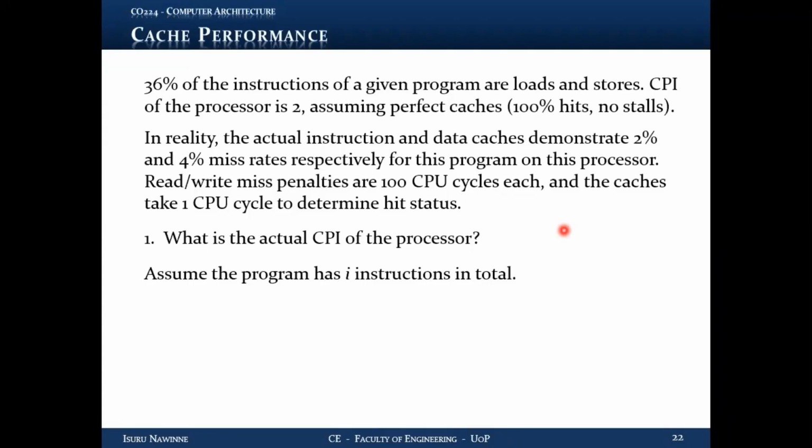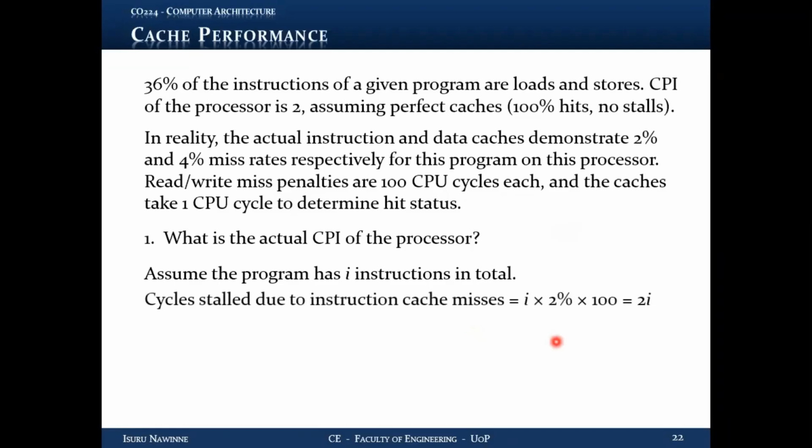So assume that we have I instructions in total, I number of instructions. Then we can state that the cycles the CPU will be stalled due to instruction cache misses, like this, right? So you have I instructions, 2% of those are going to be misses in the instruction cache. And when you have a miss, your CPU is going to be stalled.